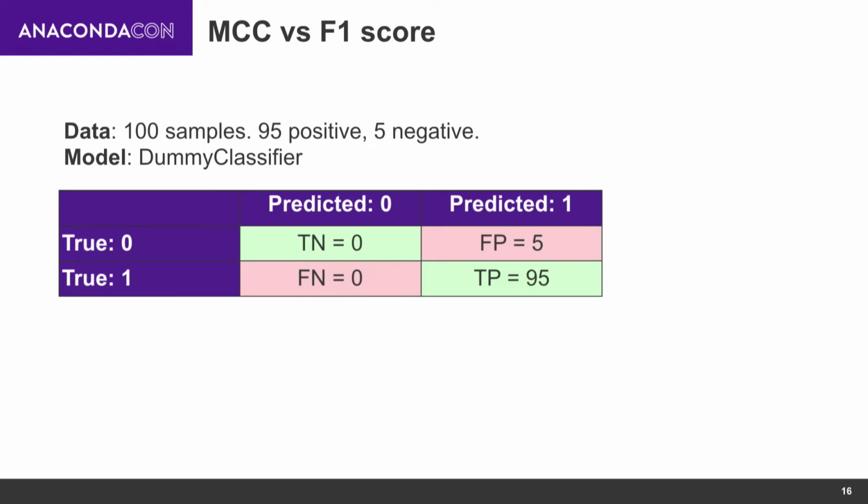So let's say we have this data, we have 100 samples, 95 of them are positive, 5 are negative, and we're just going to use a dummy classifier, so we get 95% accuracy on this.